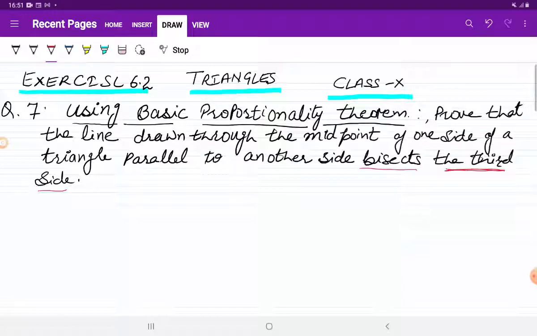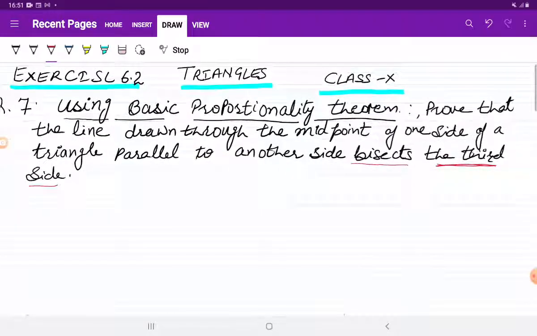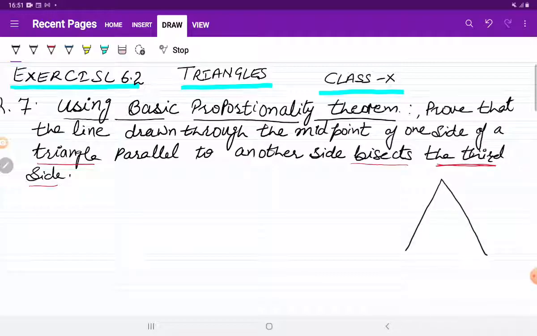Now no diagram is there. So we are going to draw the diagram here on the basis of this statement. So again we'll read the statement to make a diagram. Prove that the line drawn through the midpoint of one side of a triangle. So that means one triangle is given. So we'll first make one triangle. We are going to draw one triangle here, that is triangle ABC. Okay. Here I have one triangle, that is ABC.